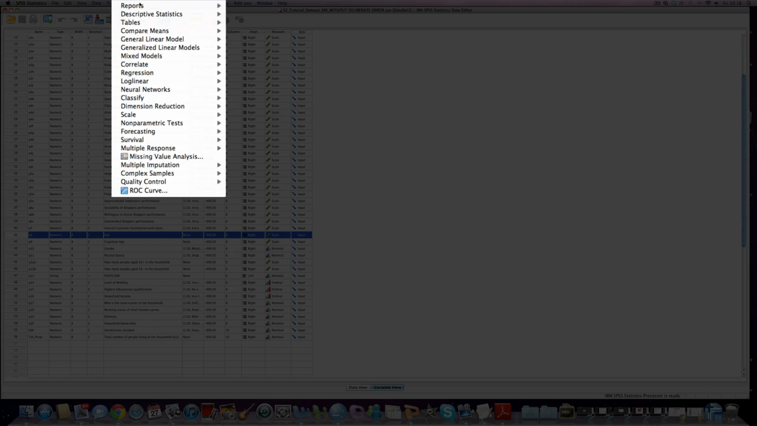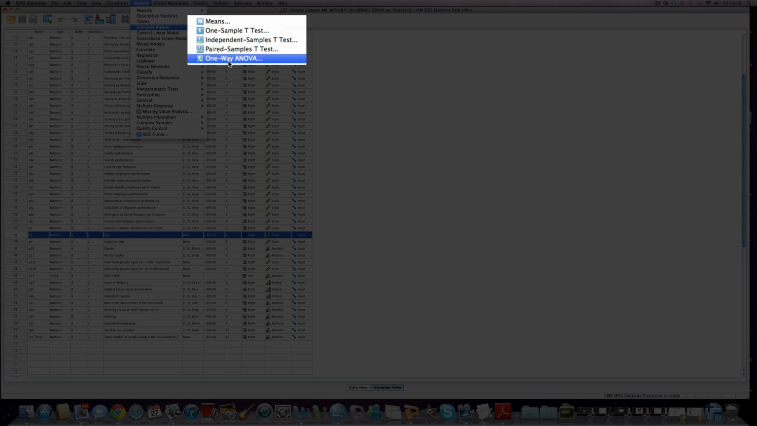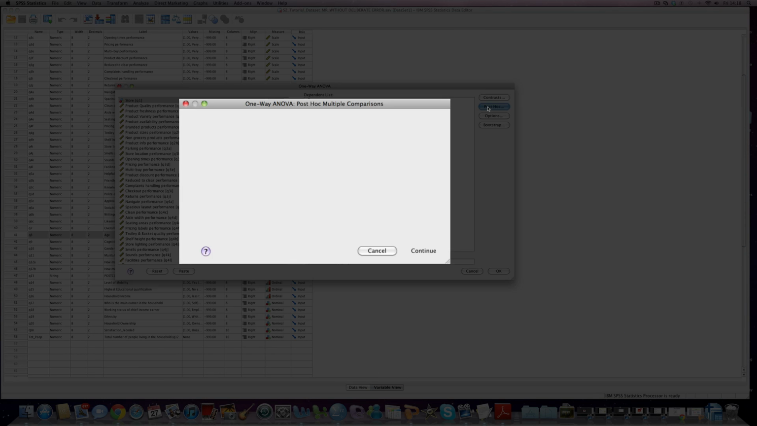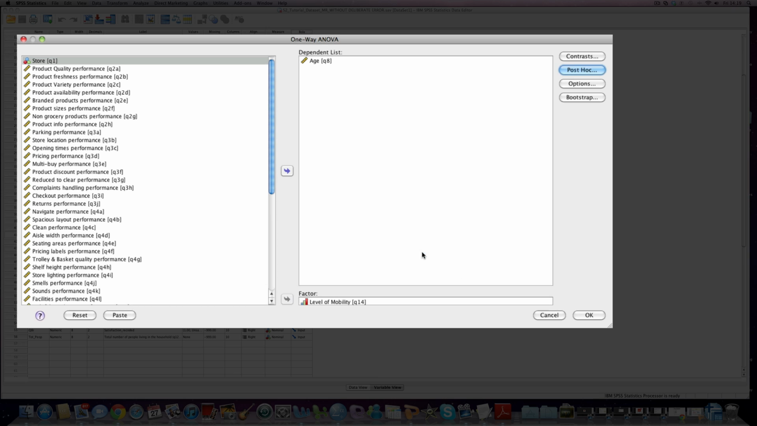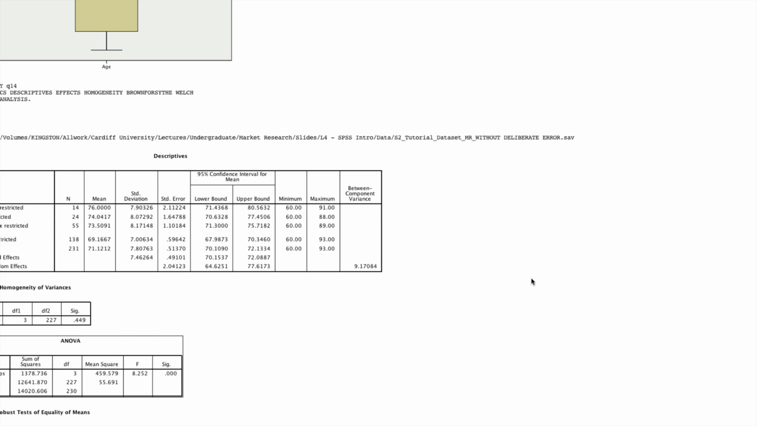So we go back to our original analysis, compare means, one-way ANOVA, and this time we click on post-hoc. Now, people differ in what test they choose. In this case, this is where equal variance is assumed. You pick these top ones, for example, LSD, Tukey, Scheffe. And when equal variances are not assumed, we have to use something like Dunnett's or Games-Howell. In this situation, I'm going to use Tukey. I tend to use this more often. Click continue. And okay, simple as that.